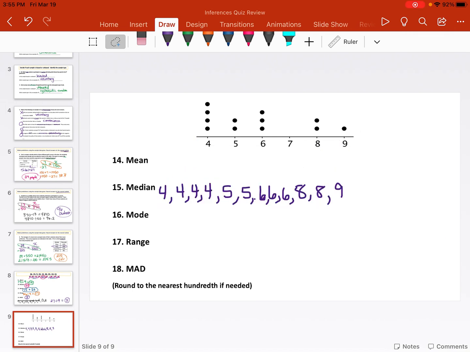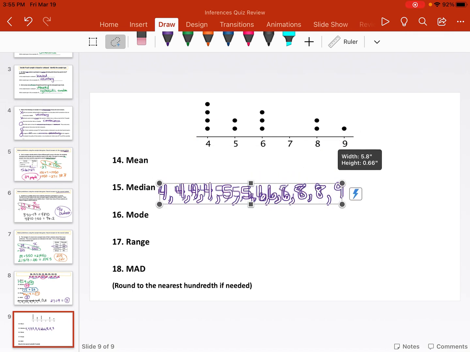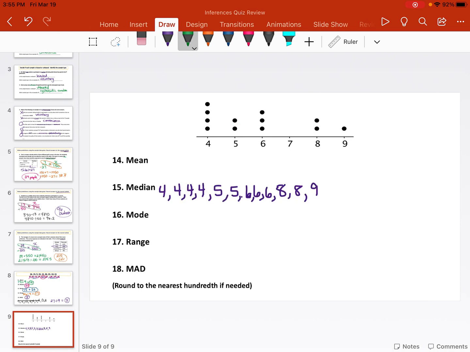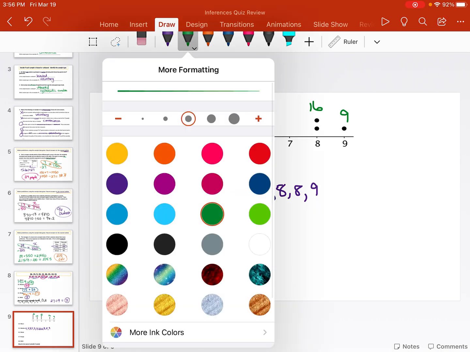I'm going to show you what I do for mean, if that will help you. When I'm looking at a dot plot for mean, I just add each row, like each tower, and then add those numbers together. So this is 4 dots over 4. Well, 4 times 4 is 16. So that row's worth 16. 5 times 2 is 10. 6 times 3 is 18. 8 times 2 is 16. And 1 times 9 is 9. Now I can just add those 5 numbers instead of all those dots. So 16 plus 10 plus 18 plus 16 plus 9, and I get 69.